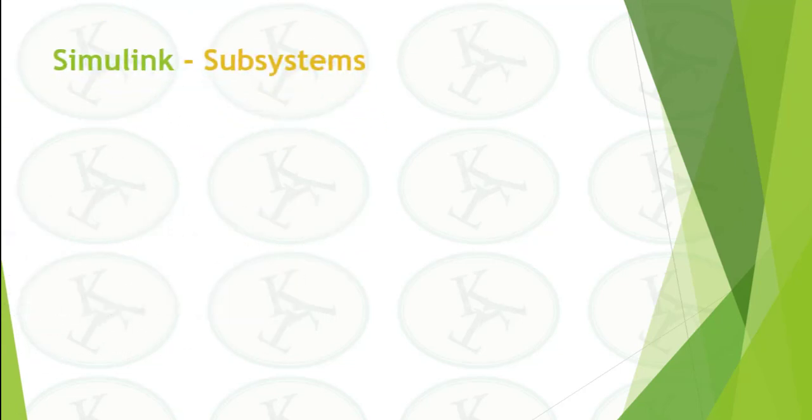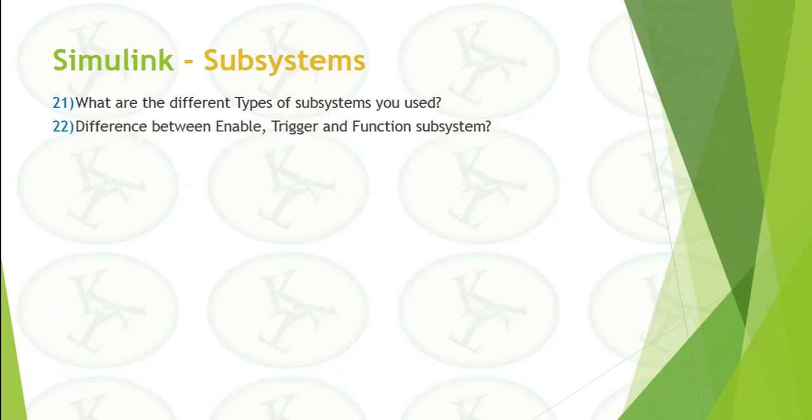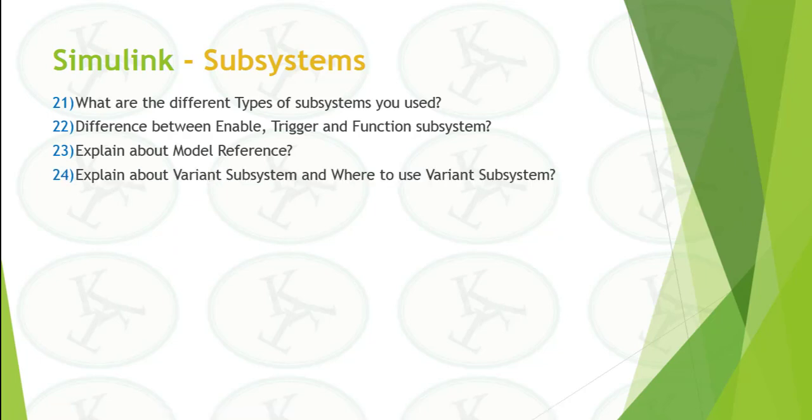Next, these questions are related to Simulink subsystems. What are all the different types of subsystems you used? Difference between enable, trigger and function subsystem. Explain about model reference. Explain about variant subsystem and where to use variant subsystem.